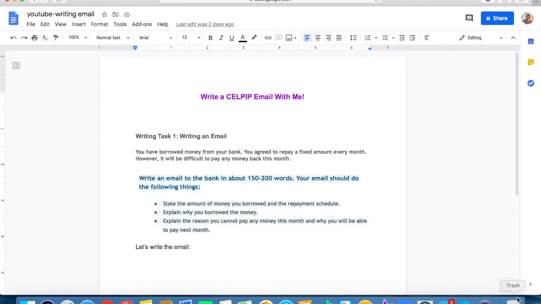So today I'm going to write a CELPIP Task 1 email. I haven't planned anything. I just want to sit here and write it. So you have borrowed money from your bank. You agreed to repay a fixed amount every month. However, it will be difficult to pay any money back this month. So here's the prompt. Here's the situation.